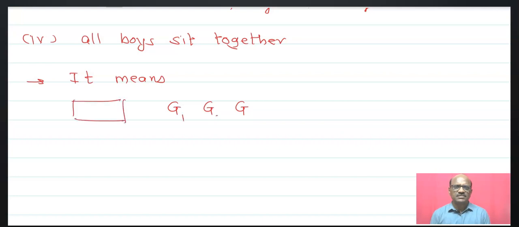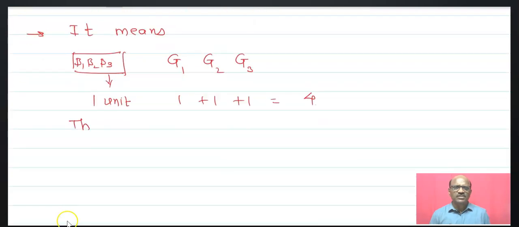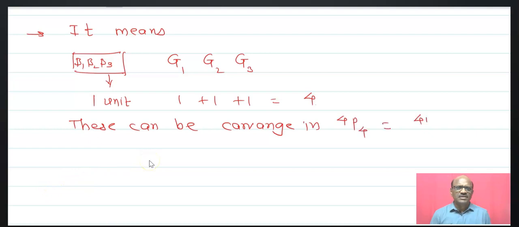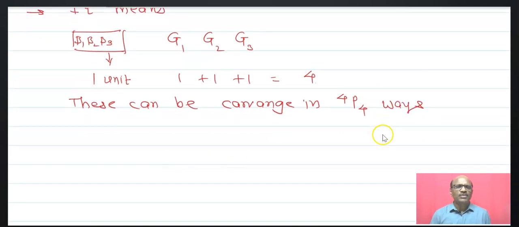The next is: all boys sit together. It means B1, B2, B3 are treated as 1 unit, and the 3 girls, G1, G2, G3, that is 1 plus 1 plus 1 plus 1, a total of 4. These can be arranged in 4P4 ways.